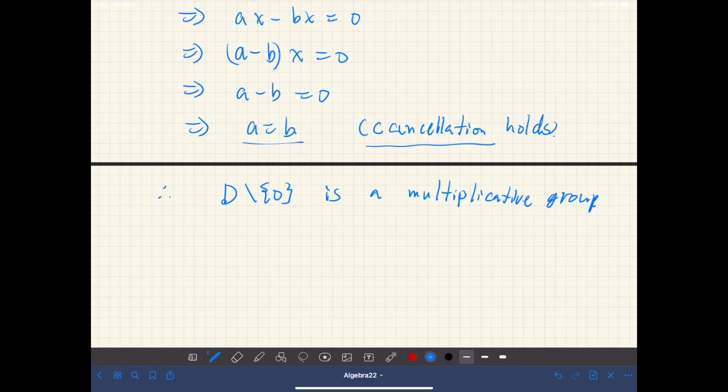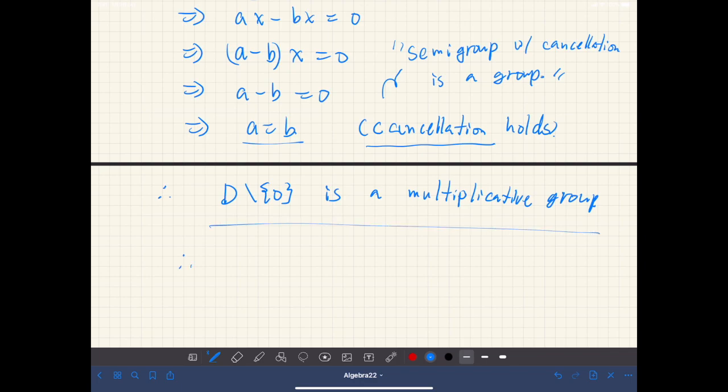Okay, so let's say a semigroup with the cancellation property is a group. This is a theorem we have proved before. Therefore, this is a multiplicative group. Therefore, D is a field. It's a finite field. And we are done.